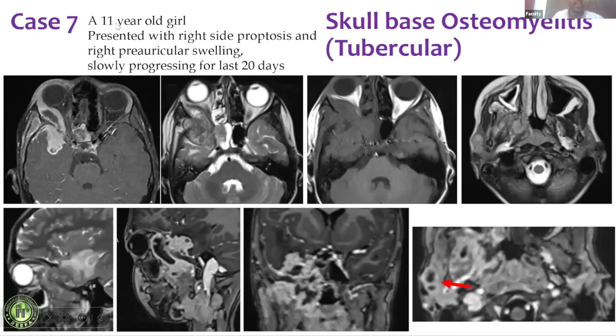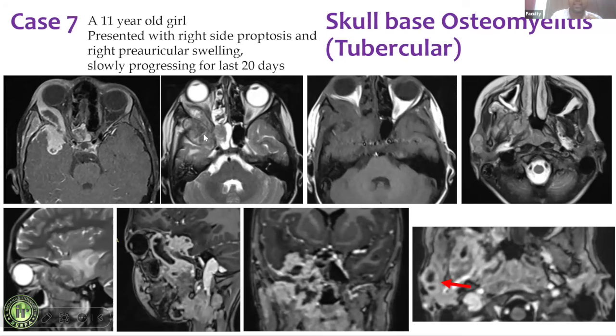This is an interesting case. This is an 11-year-old girl presented with right-sided proptosis, and there is a right preauricular swelling which is slowly progressive for the last 20 days. The patient presented for MR. What we found there is an irregular thick nodular peripheral kind of enhancement, and there is some necrotic non-enhancing collection or necrotic area which is centered in the right greater wing of the sphenoid. You can see the left greater wing, but the right greater wing of sphenoid is not visualized.